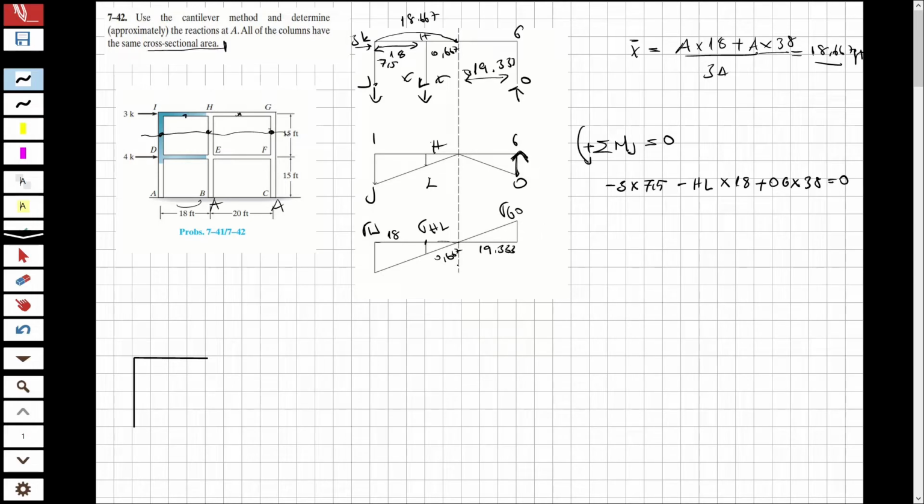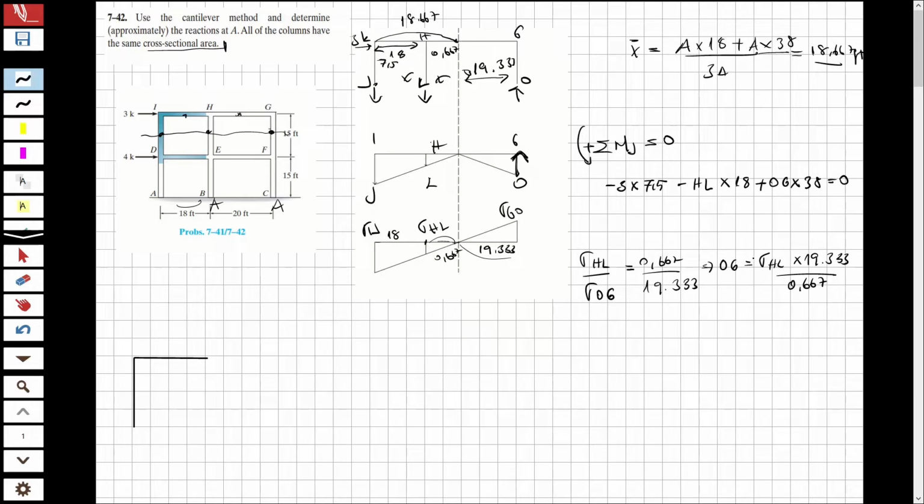Okay, so let's write it. Sigma HL over sigma OG will be equal to this length over this length, 0.667 over 19.333. I guess you remember this from similarity in geometry. So OG will be equal to sigma HL multiplied by 19.333 over 0.667. Okay, now we have OG in terms of HL.